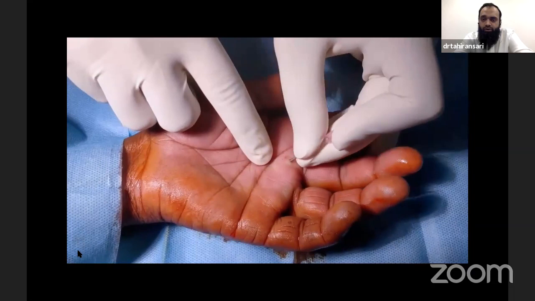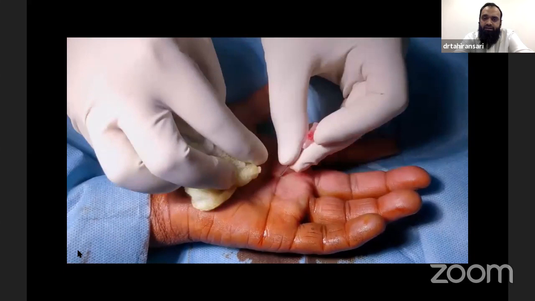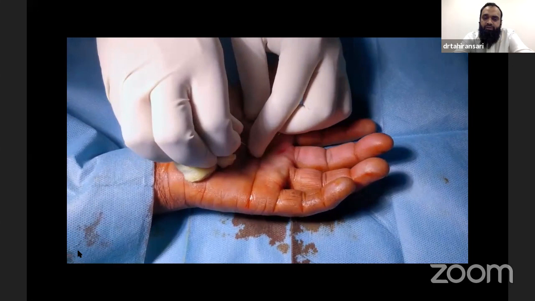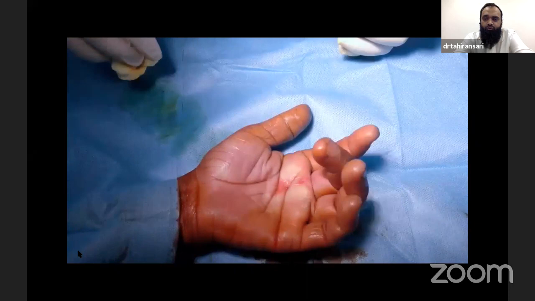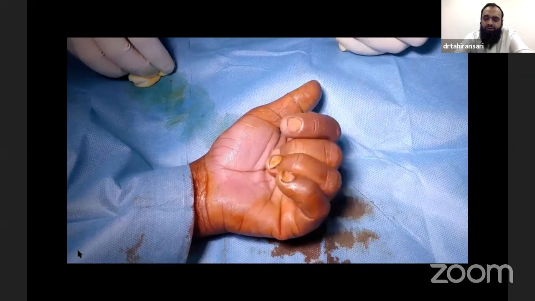So I'm scraping the A1 pulley, then I go more proximally, then again scrape. This is all done under local anesthesia. I'm just scraping the A1 pulley, and you will have a gritty sensation, and then ask the patient to move the finger. So this is a very simple procedure, but technically you should know how deep you should go.